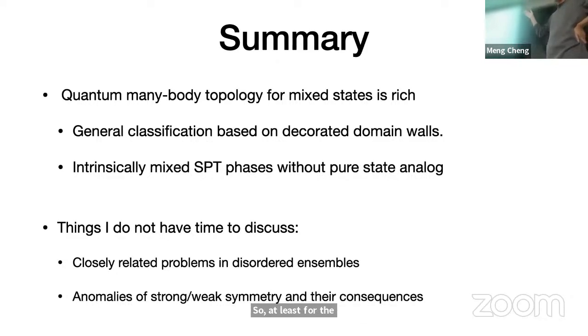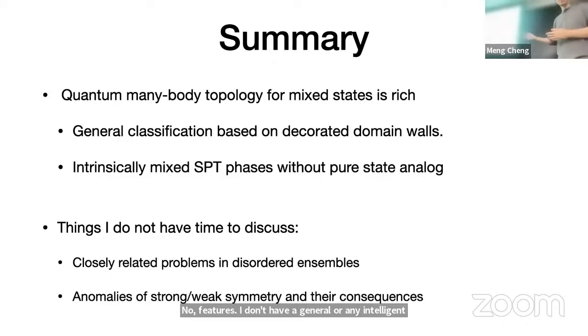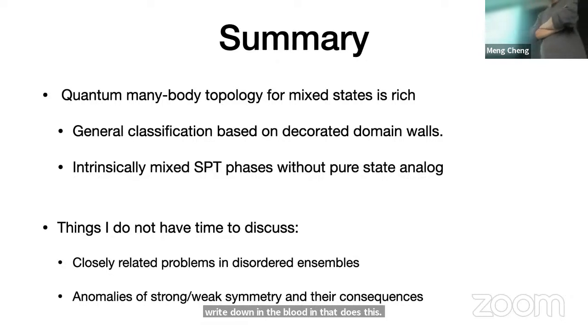And then these decorated domain wall ideas, they can be turned into some topological invariants in terms of, as you surely know, the string order parameters, that kind of thing, which can be used to distinguish different states. So now, how do I actually engineer a Lindbladian to realize a particular steady state with these features? I don't have a general or any intelligent answer to that. All I know is that in some examples, for example, the example that we discussed, we can probably write down the Lindbladian that does this. Beyond that, I don't have anything general to say.